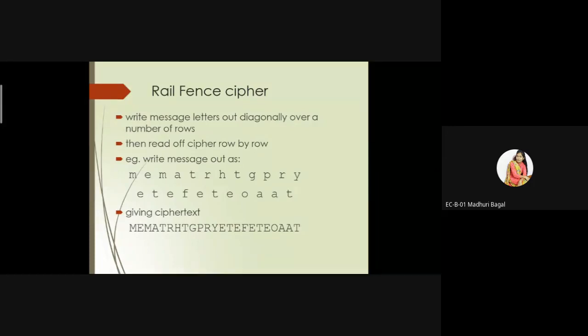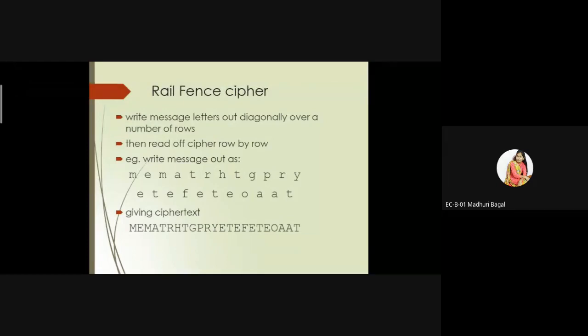In this algorithm, whatever the plain text may be, we can divide that plain text into parts. It depends on the depth, or key. If the key is 2, then we can divide the input message into two parts. If the key is 3, then we can divide the input message into 3 parts. If the key is 4, then we can divide the input message into 4 parts.